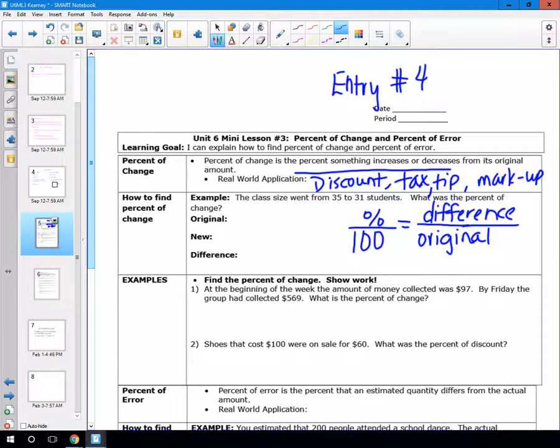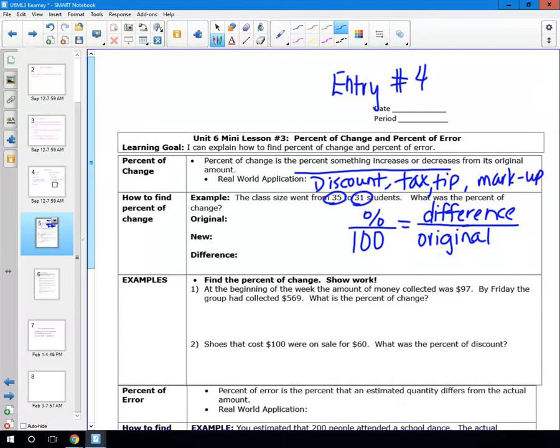So let's look at an example. It says the class size went from 35 to 31 students. So the class used to have 35 students. Now it looks like some people moved away, so there are only 31 students. So we want to find the percent of change.